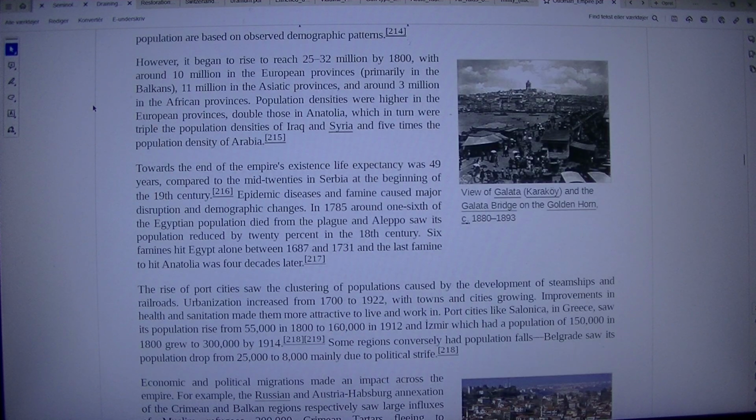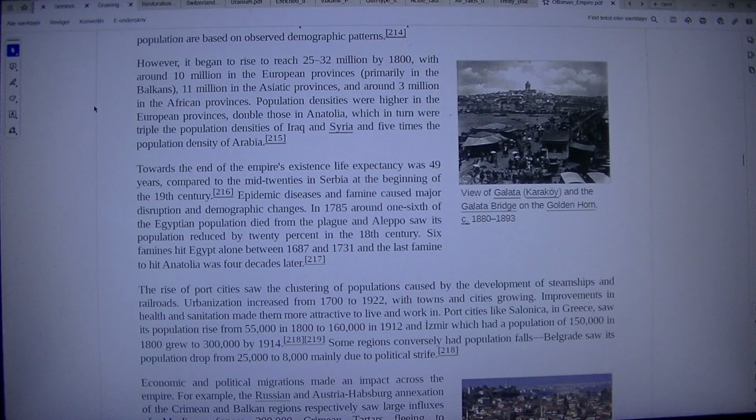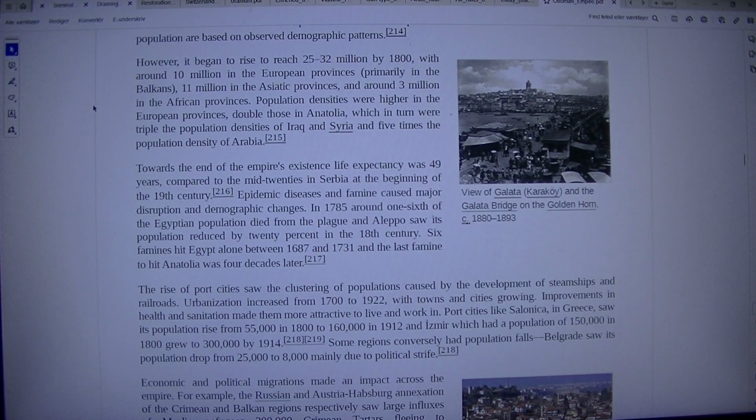View of Galata, Karakoy, and the Galata Bridge on the Golden Horn, c. 1880-1893. However, it began to rise to reach 25-32 million by 1800, with around 10 million in the European provinces, primarily in the Balkans, 11 million in the Asiatic provinces, and around 3 million in the African provinces. Population densities were higher in the European provinces, double those in Anatolia, which in turn were triple the population densities of Iraq and Syria and 5 times the population density of Arabia.